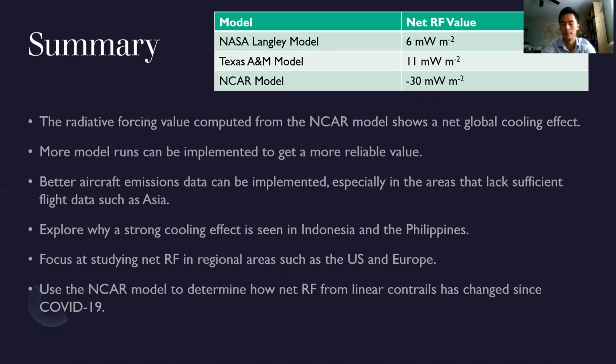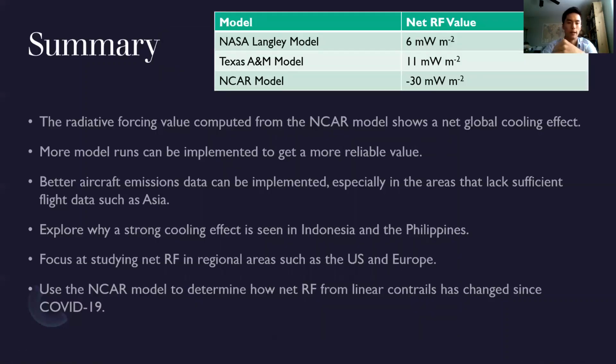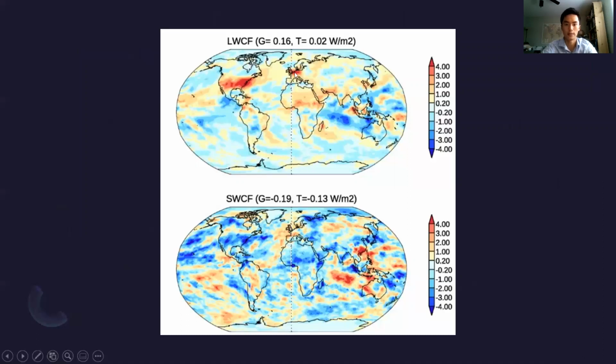Better aircraft emissions data can be implemented. Our data set was from 2006 and lacks sufficient flight data in the Asian region, such as China, Thailand, places like that. We want to see why there's a strong cooling effect in the Philippines and Indonesia area in the Indian Ocean. Also, a better way to look at the radiative forcing value is to study the regional RF values in areas with higher flight traffic, such as in the US and Europe, and to see how the climate responds to the heightened air traffic in these regions.